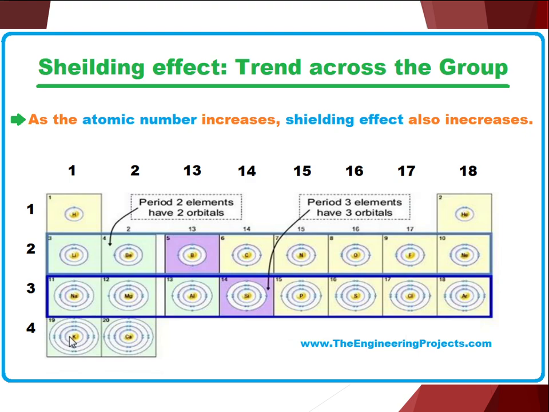Within a period, however, only the nuclear charge factor is at work. The number of protons increases as you move from left to right, but no new energy levels are introduced. Therefore, as you move from left to right, the outermost electrons experience a greater and greater positive charge from the nucleus, and it becomes more difficult for an electron to be removed. Therefore, metallic character decreases as a result.